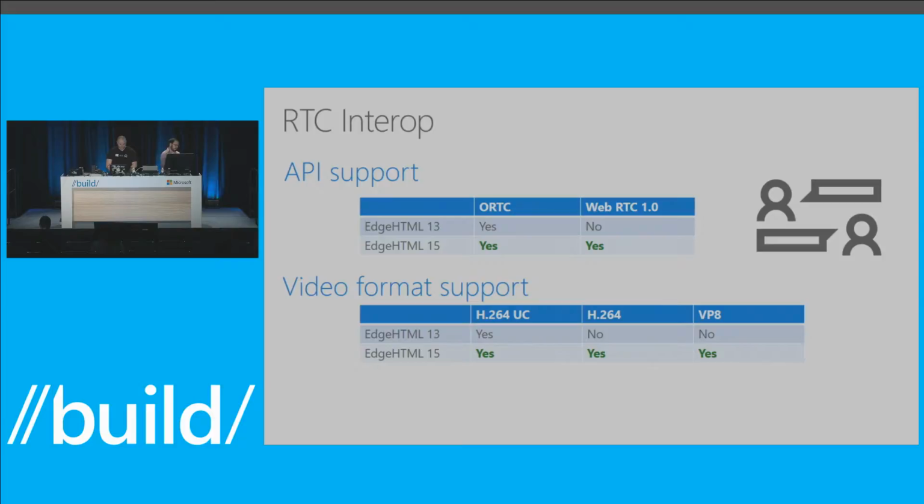Also new in EdgeHTML are improvements to our RTC support. So in November, we added support for the ORTC API, the latest version of RTC, real-time communication in the browser. This is to enable video and audio chat within the browser. And now we're happy to announce that we're adding support for the interoperable WebRTC 1.0 API, the first generation of WebRTC, into EdgeHTML so that the same code can work across browsers. And in addition to that, we're adding interoperable video format support. These are coming soon to EdgeHTML through VP8 support as well as H.264.